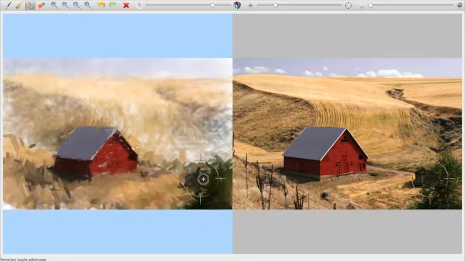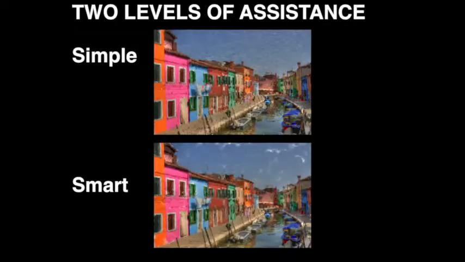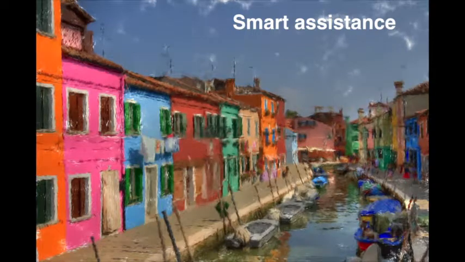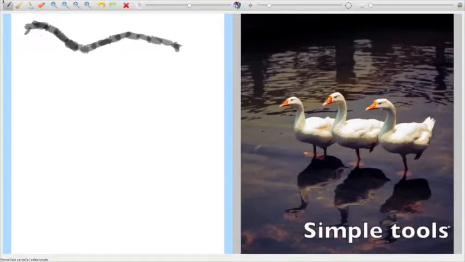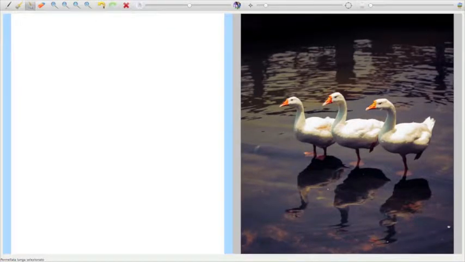To investigate the degree to which different levels of assistance affect painting quality, subjective satisfaction, enjoyment, ownership, and other measures, we devise two levels of assistance: simple assistance, offering a minimal set of help, and smart assistance, offering extensive painting help. Simple tools are mainly driven by the user's performance, i.e., the hand motion, direction, speed, pressure, etc.